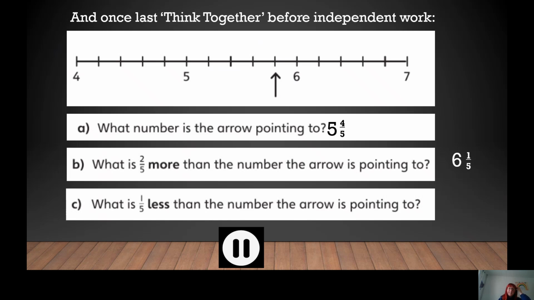And finally, C, what is 1/5 less than the number that the arrow is pointing to? So let's flip back to 5 and 4/5. And again, we're counting back along. We're counting down the number line, this time in intervals of fifths. So we've got 5 and 4/5 here. 1/5 counted back will be 5 and 3/5. Okay.